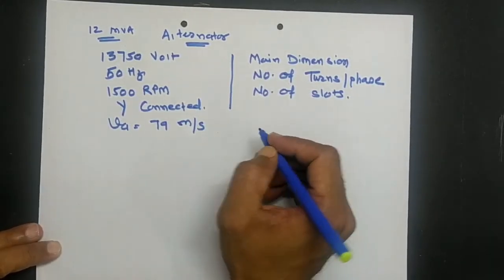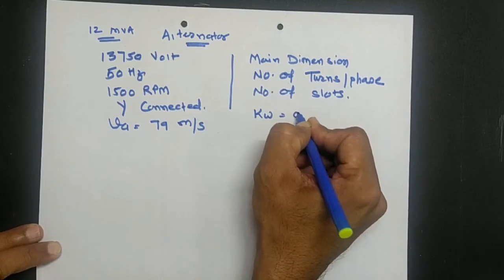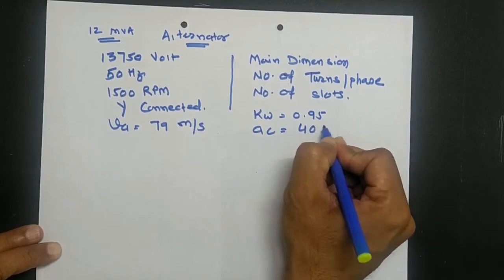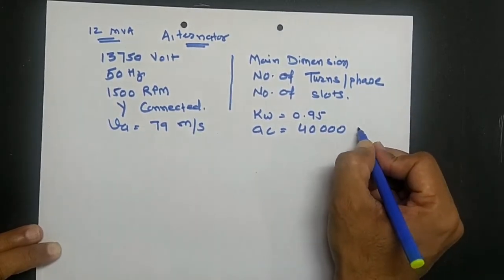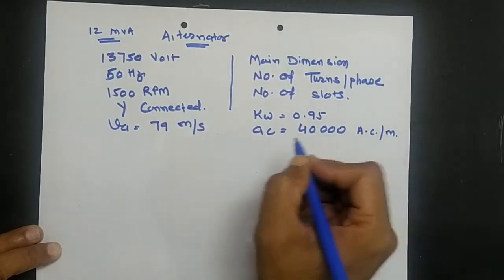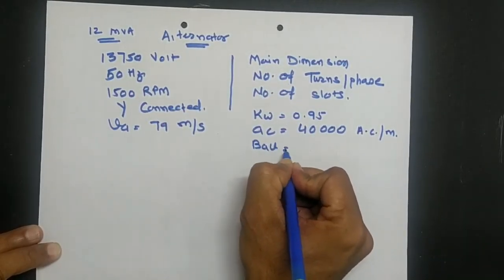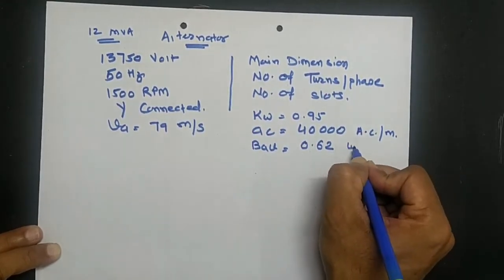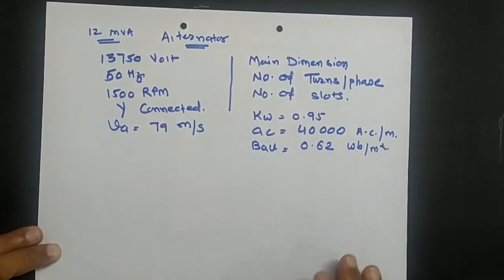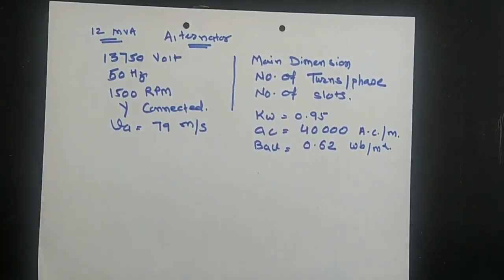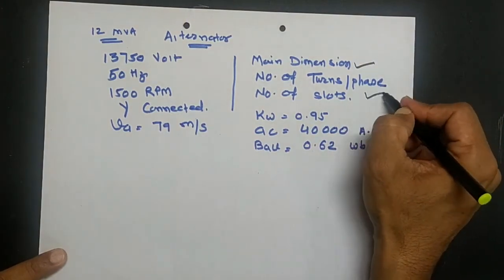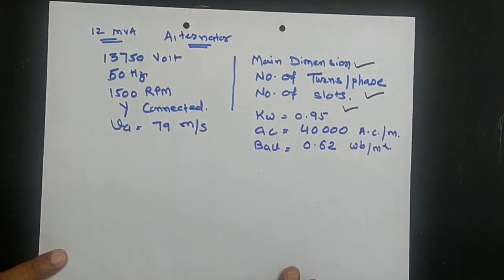Then some of the other data: kW is given as 0.95, AC is given as 40,000 ampere conductor per meter, and BAV, that is specific magnetic loading, is given as 0.62 Weber per meter square. So this much data is given and we need to find three parameters: main dimension, number of turns per phase, and number of slots.